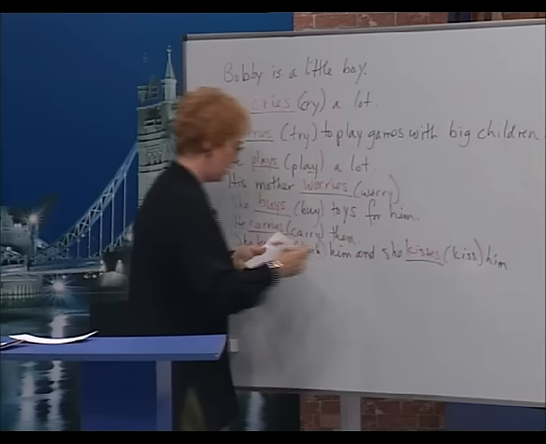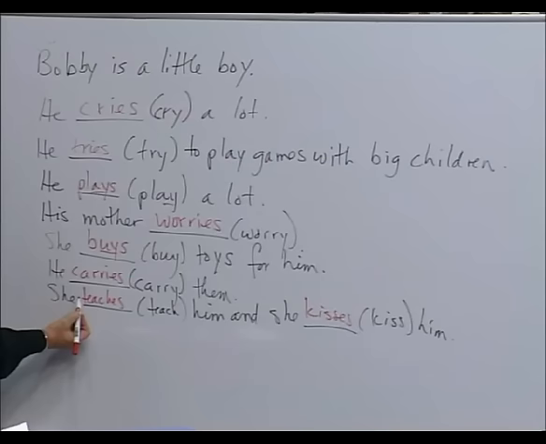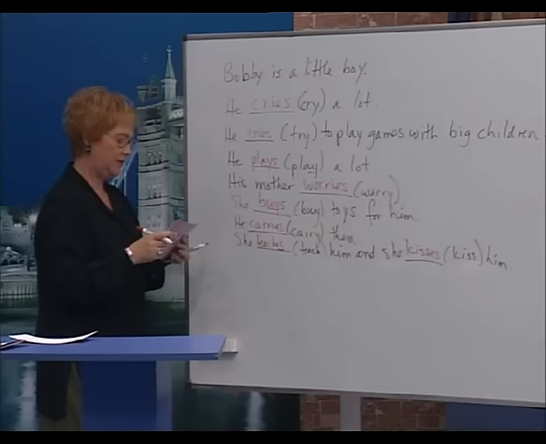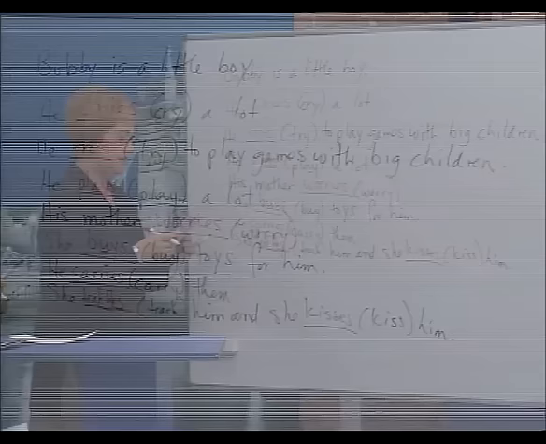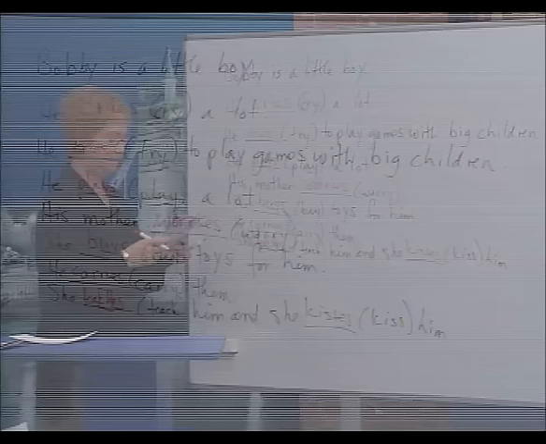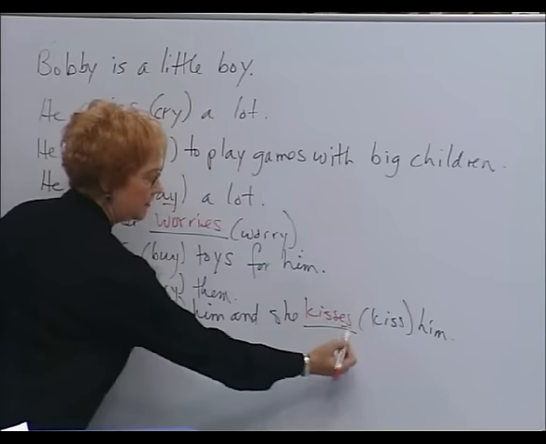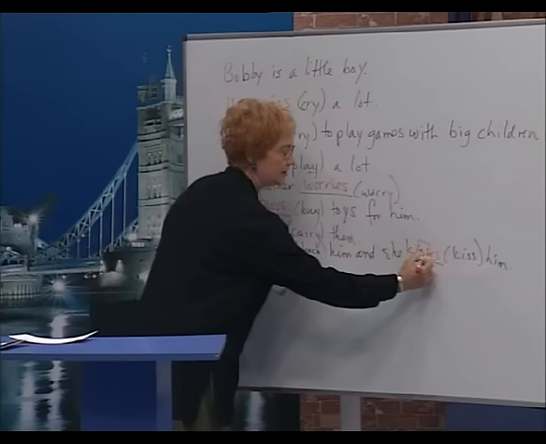All right. Spell teaches. T-E-A-C-H-E-S. All right. And why is it like this? E-S after an S sound. Yes, that's right. E-S after an S sound. Okay. And what is the S sound? C-H. Here's the S sound right there. All right. And kisses? K-I-S-S-E-S. And why is it different? E-S after an S sound. And what is the S sound? It's double S. Yes, good.